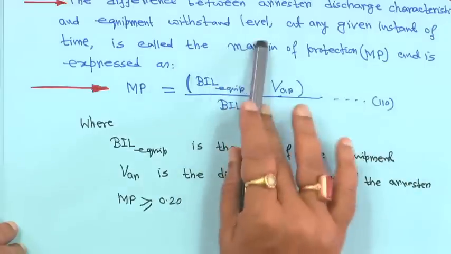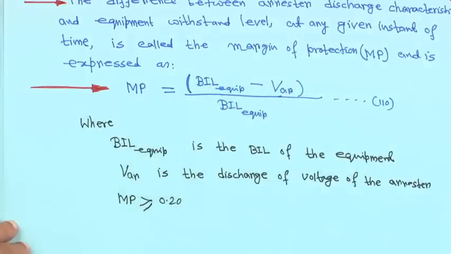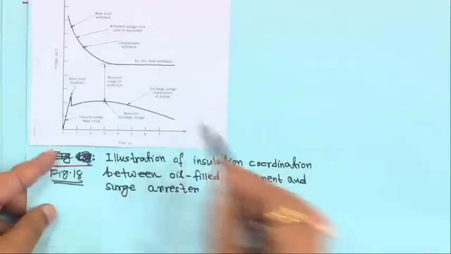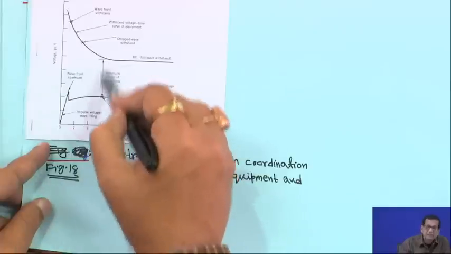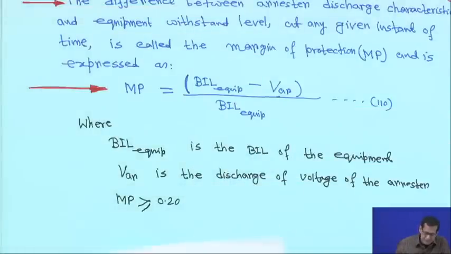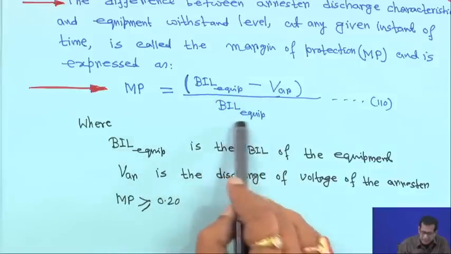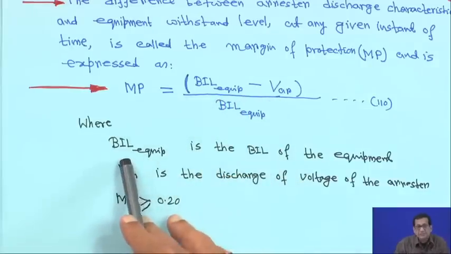Now, the difference between the arrestor discharge characteristics and the equipment withstand level at any given instant of time is called the margin of protection. It can be expressed as MP equals BIL equipment minus VR, divided by BIL equipment, that is, basic impulse insulation level.